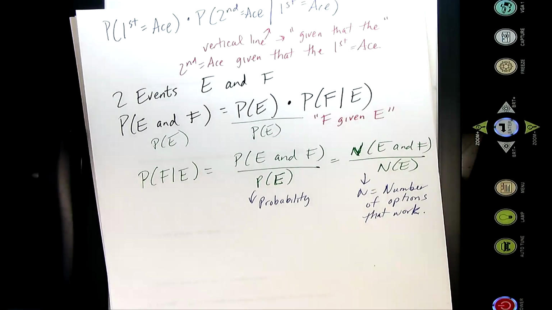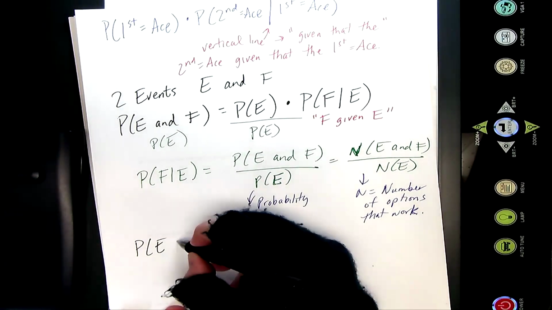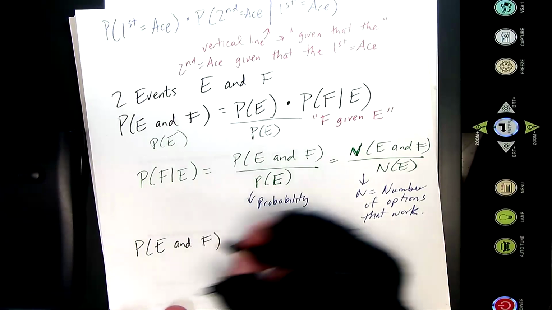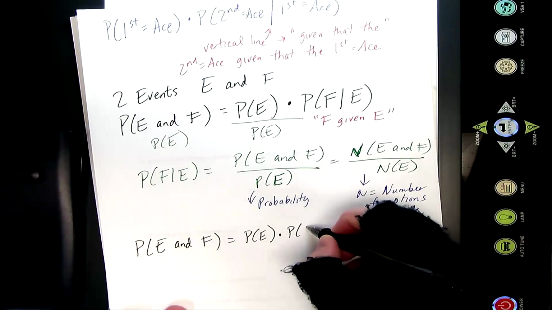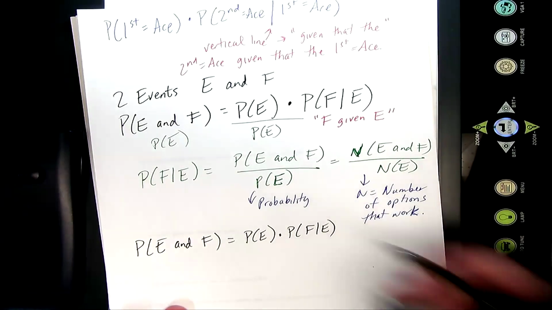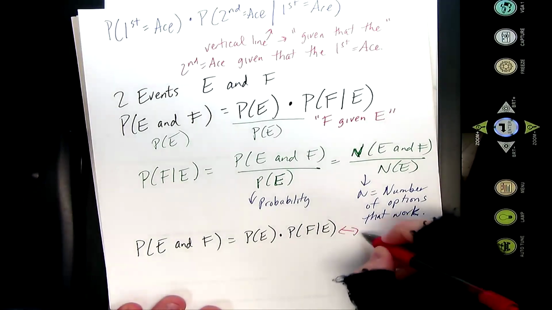Let's wrap this up into two things for you. So we have the probability of E and F equals the probability of E times the probability of F given E. And this was for dependent events.